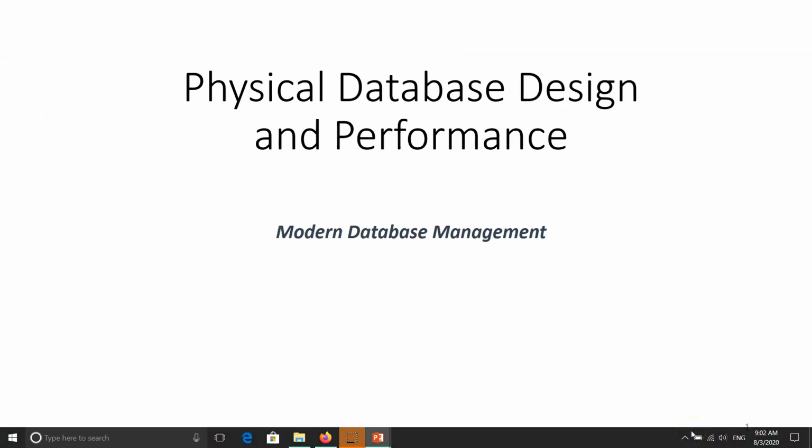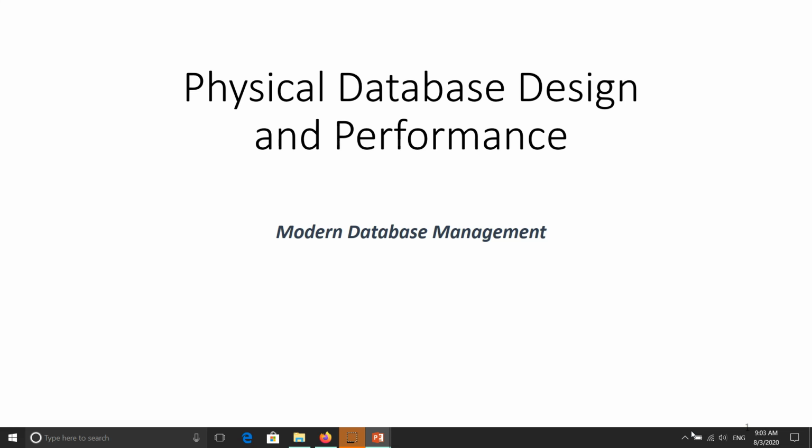This module of the course deals with physical database design. The chapter on this topic is Chapter 5 of the main textbook. In this chapter, we are going to discuss the basic steps to develop an efficient physical database design.